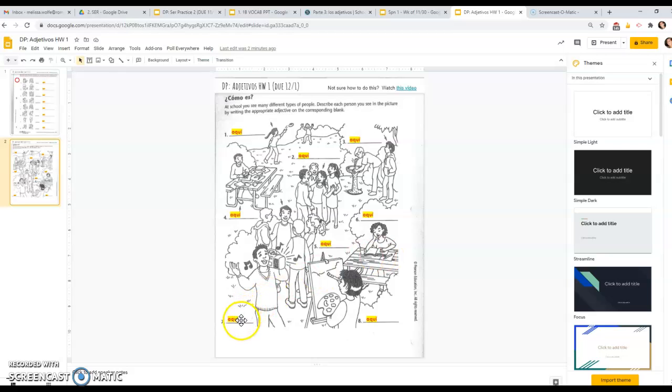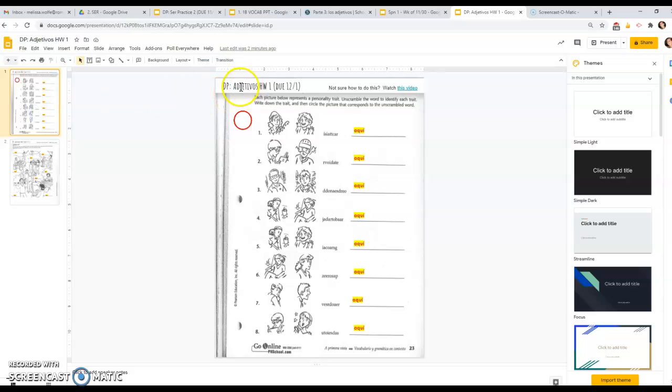Number 7, that's referring to this guy right here. He is singing to music, so man, he must be super talented if he's willing to do that in front of that group of people. I'm trying to give you guys hints. And then number 8 is referring to this person right here who is in the middle of painting a picture. So that is how you do the DP Adjetivos Homework 1, page 1 and page 2.